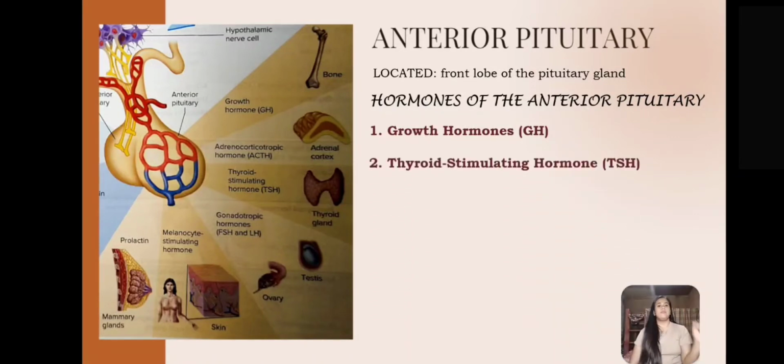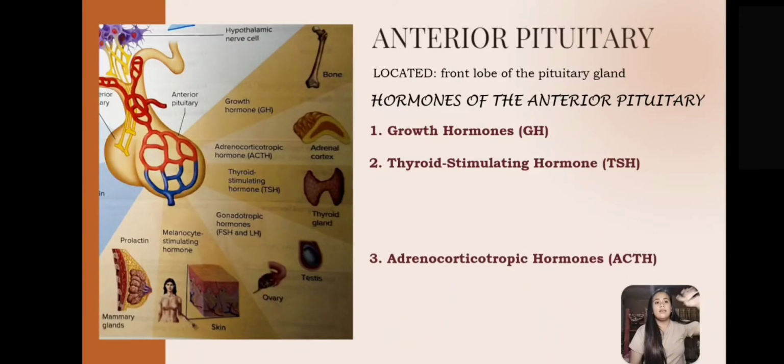Next, thyroid stimulating hormone or the TSH. The TSH influences the growth and activities of the thyroid gland. Para sa example ganina, ang atong pituitary tells the other endocrine gland, it controls them, telling them to release a hormone, and it also controls the activities of the other endocrine gland. So, example si thyroid stimulating hormone.